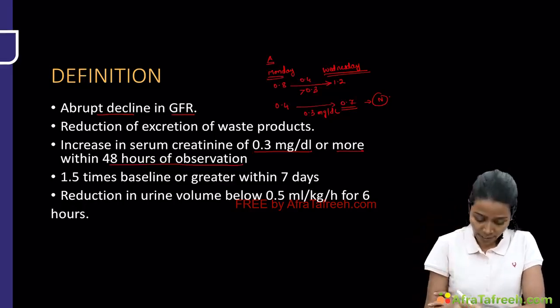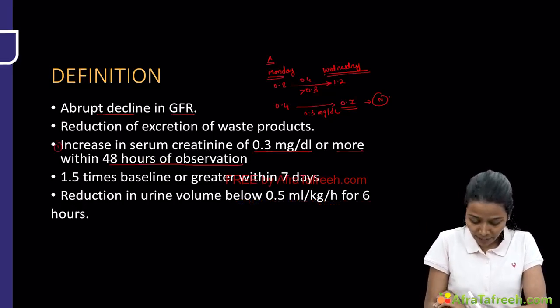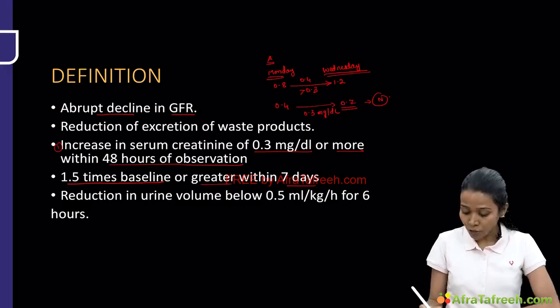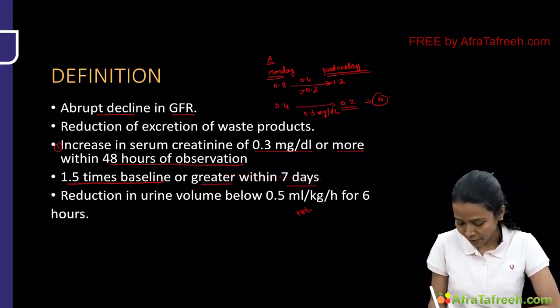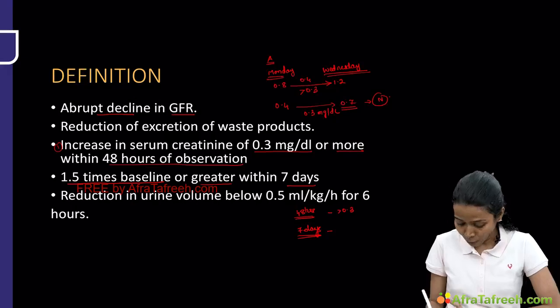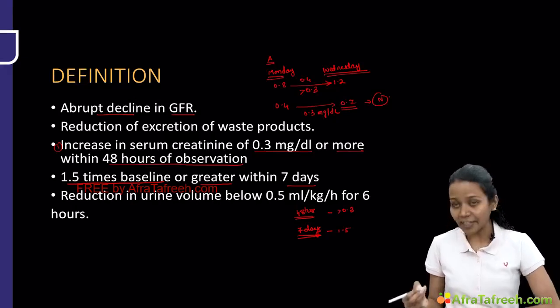That is the first thing. The second thing is, if there is an increase of 1.5 times baseline or greater within 7 days. So the first definition we took was 48 hours, right? Now the next definition we are using is 7 days. So in 48 hours, if it is more than 0.3. In 7 days, that is 1 week, it is 1.5 times the baseline.